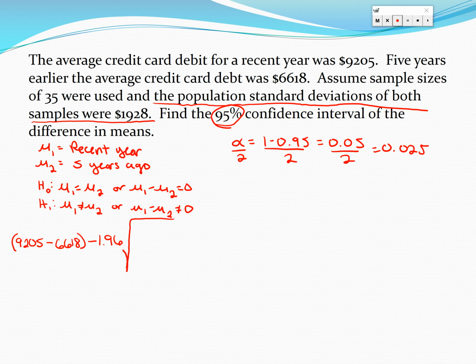And you're right, I am, because this is now our third unit with z sub alpha over 2. So if you still need some help with that, you gotta let me know. Then we have population variance. So 1,928 squared. And sample sizes were both 35.